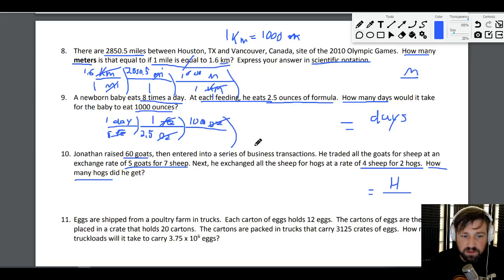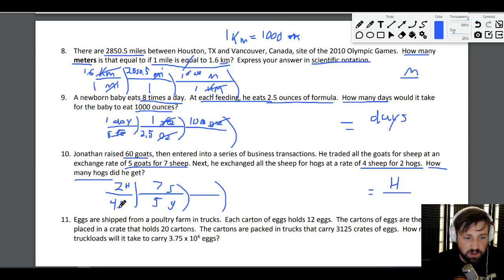We need to find something with hogs. Well, right here. Okay, so 2 hogs over 4 sheep. 2 hogs is 4 sheep. Next up, we need to cancel sheep, so the sheep are going to go up top and put goats on bottom. I'm using this one, putting sheep on top, goats on bottom. That's 7 sheep, 5 goats.